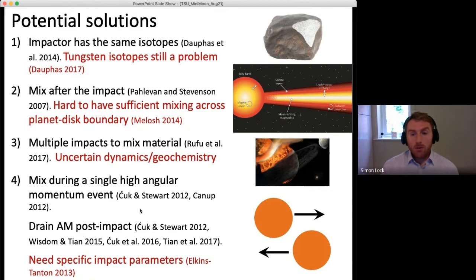Now, as written in 2012, these impacts have not really caught on because they require very specific impact parameters to get you just the right amount of mixing between the impactor and target, but we'll come back to this in a second.